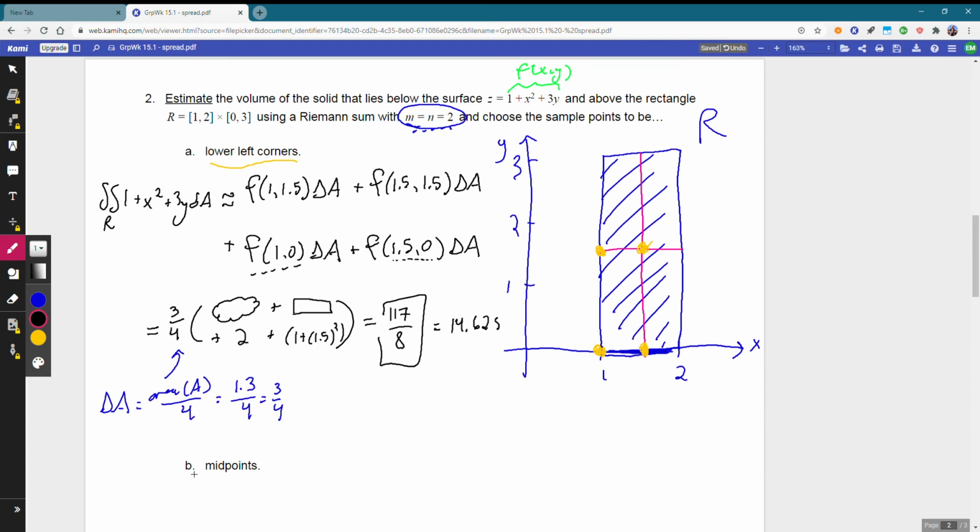All right, for part B, we're keeping the exact same rectangle, but different evaluation points. Now we're using the midpoints. And so over here, in our first rectangle, instead of going to the lower left, we're going to go right in the middle, right here. And in our second rectangle, we're going to stay right in the middle. Third rectangle, right in the middle. Fourth rectangle, right in the middle. So these will be our 4 evaluation points.